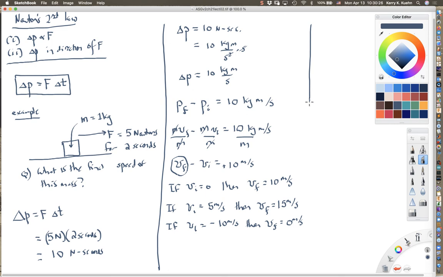So it's important to keep in mind that with Newton's second law, you need extra information to find out what its final momentum or its final velocity would be.